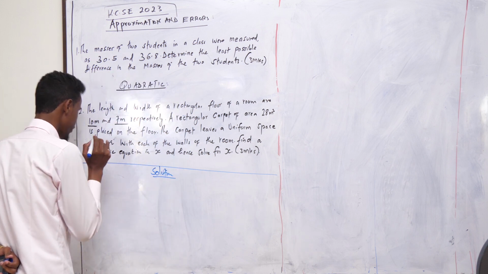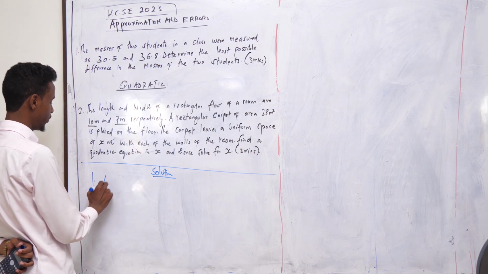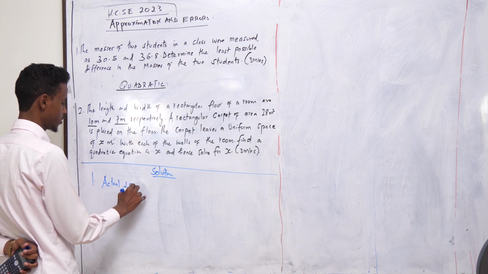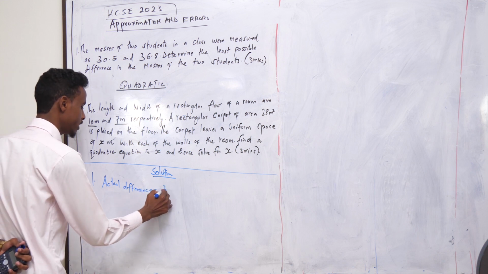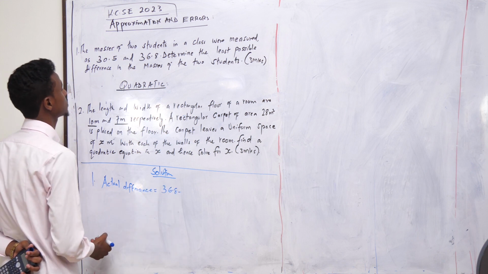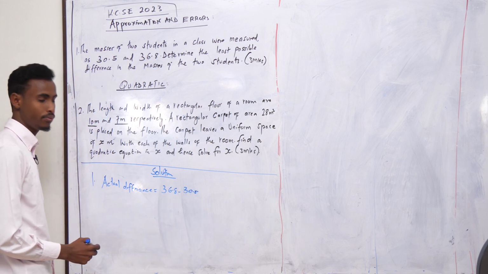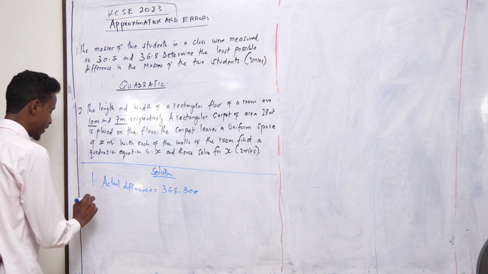Question number 1. We are told to find the actual difference. The actual difference is 36.8 minus 30.5. That's the actual difference. Again, if we want to get the maximum difference.